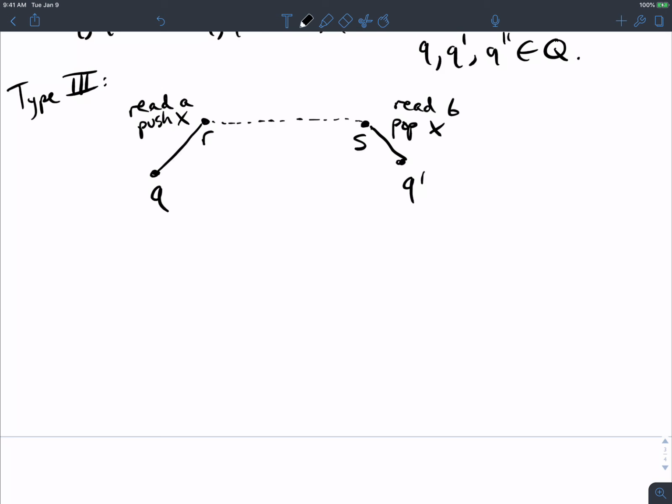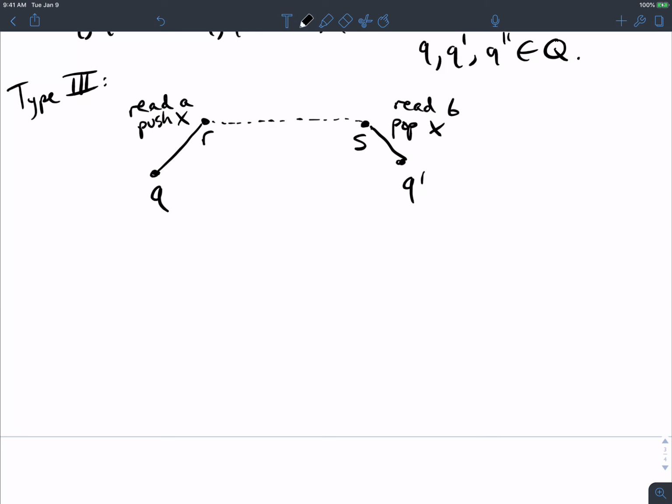Well, let's see. What are we assuming that we can generate a string from? What state to what state do we assume we know how to do? Well, we know how to go from Q to R because it's the read A push X transition, and the S to Q prime one, we read a B and pop X. Because we know what we read on those transitions. What do we assume by induction that we can do? Well, Q is our start and Q prime is our target. What is another pair that we're going to assume by induction we know how to do? R to S. So why R to S?